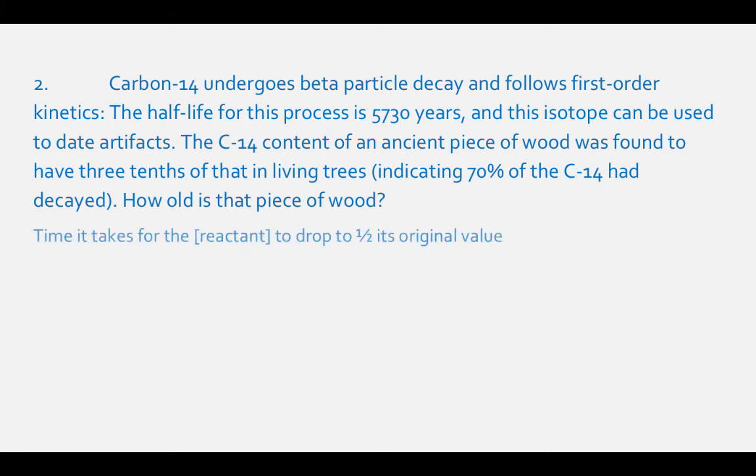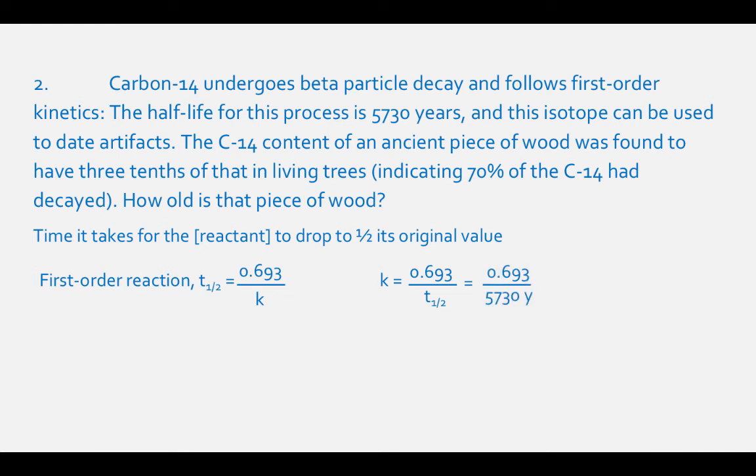We know that for any process, the half-life of a reaction is the time it takes for the initial concentration of a reactant to drop to half its original value. For a first-order process, the equation is T 1/2 equals 0.693 divided by K. So therefore, K, the rate constant, equals 0.693 divided by T 1/2. K equals 0.693 divided by 5,730 years, which equals 1.209 times 10 to the negative 4, 1 over years.